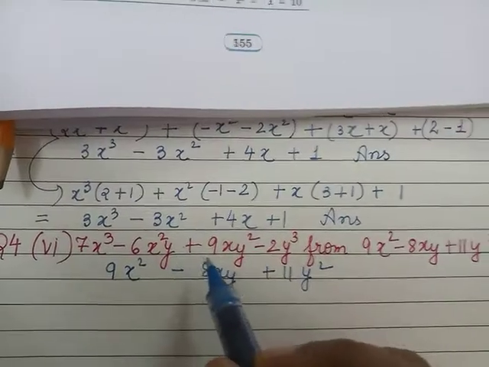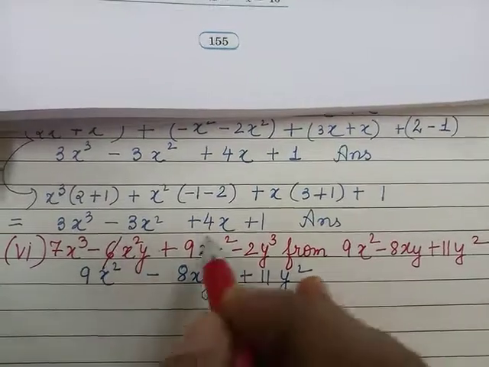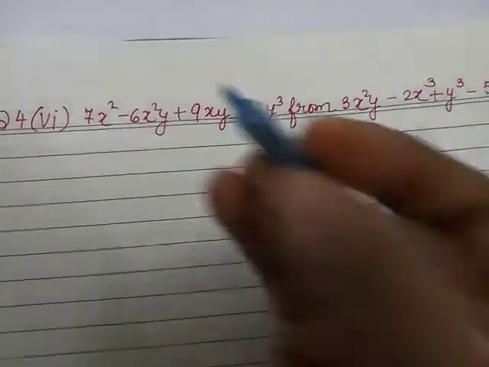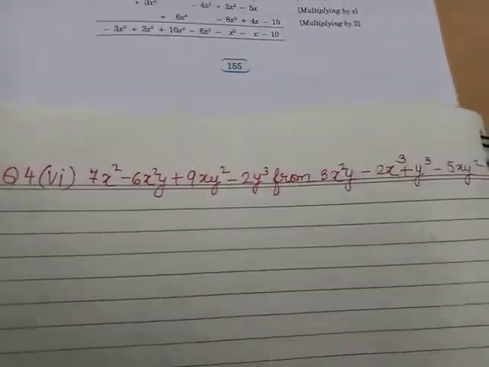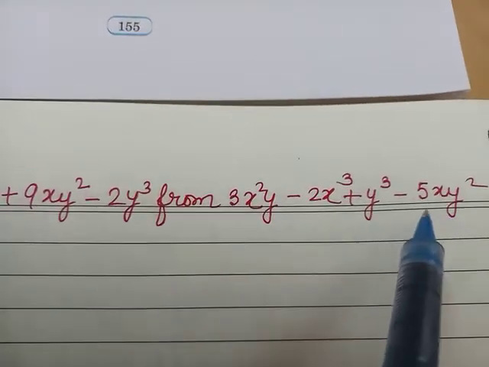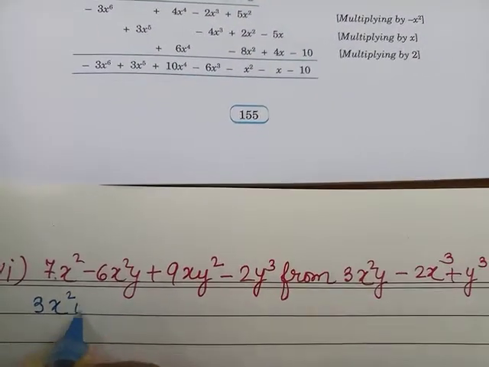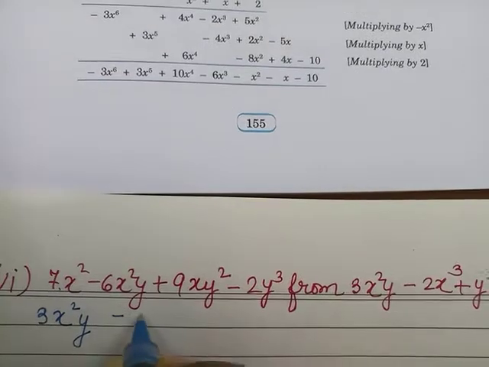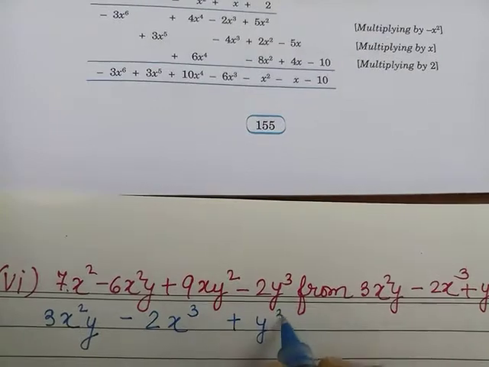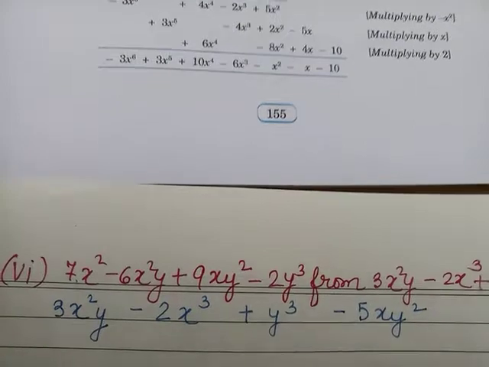I have copied question number 6 wrong. The from part I have written wrong. So I cancel out this and we will redo this question. I have written question number 4, 6 part again. So firstly, whatever we have after the word from, we'll write that firstly. So I write 3x square y minus 2x cube plus y cube, and in last we have minus 5xy square.